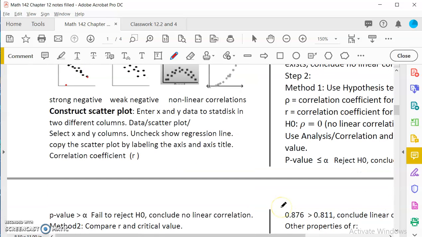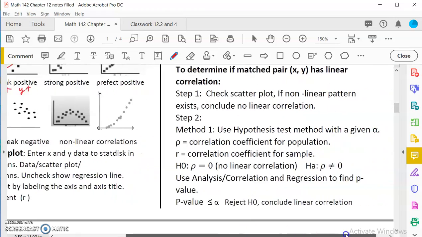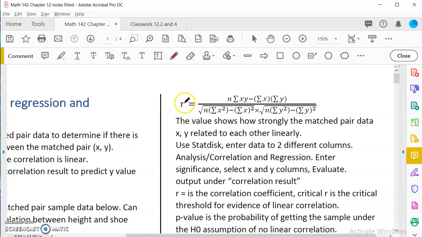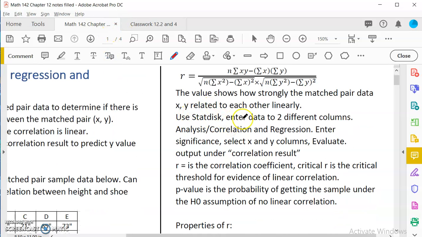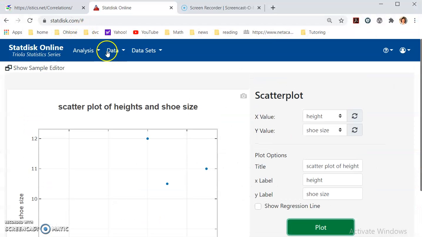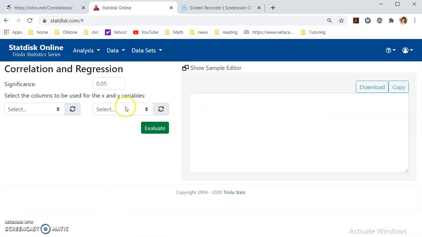So how do you calculate a linear correlation coefficient R? This is the formula to calculate it. And a statistical tool certainly can do that, right? So to do it, we would use statistical analysis, correlation, regression. These are the things that we generally do. So you would have the data inputted, and you do analysis, correlation, and regression.